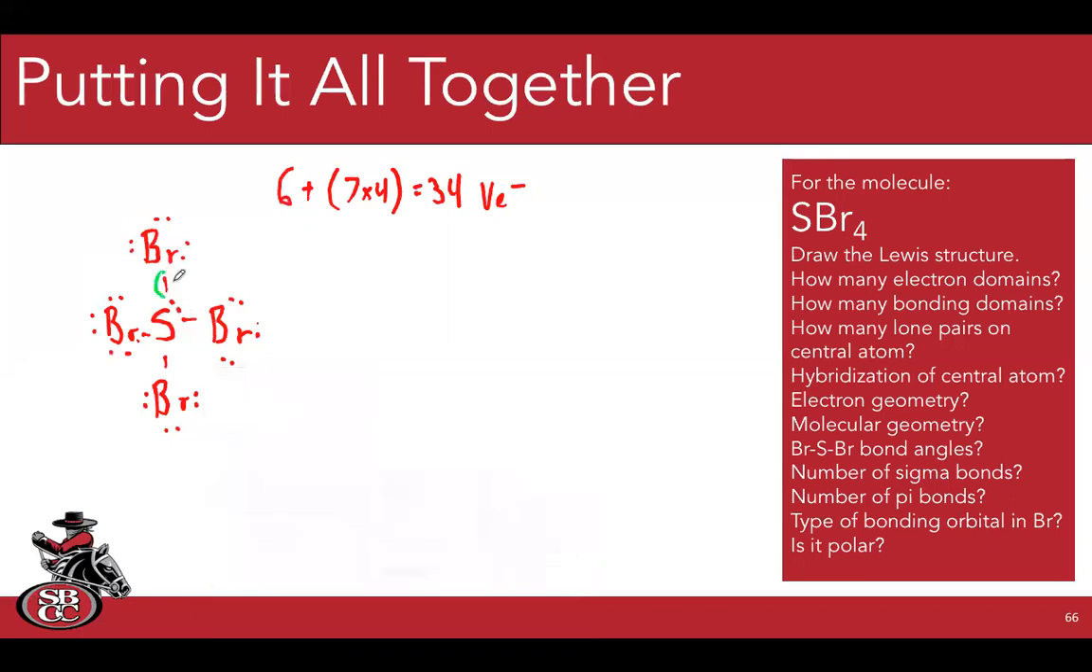So we have 1, 2, the lone pair, 3, 4, 5 electron domains. How many bonding domains? Well, one lone pair, that's non-bonding. So there's 1, 2, 3, 4 bonding domains. How many lone pairs on the central atom? 1.